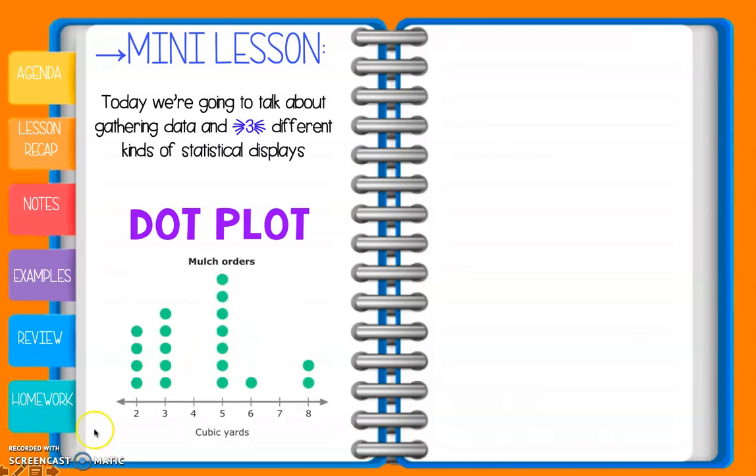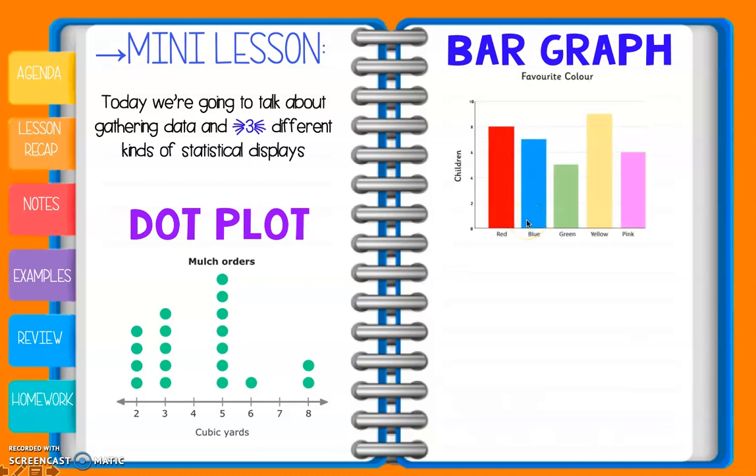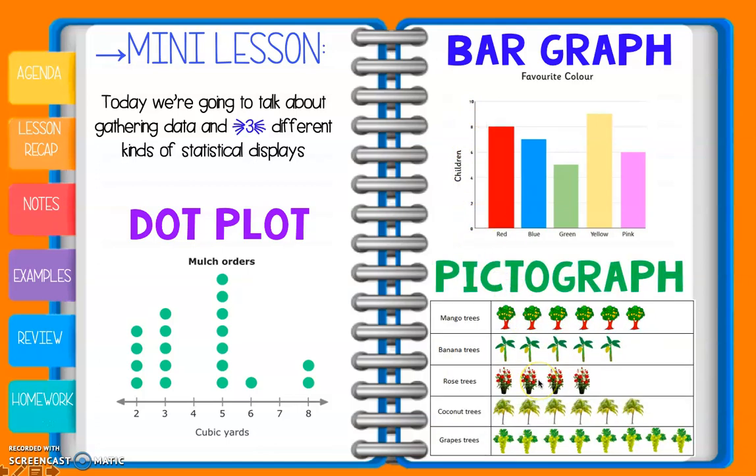this. They have a number line down here at the bottom, and then you have dots that represent frequency. We're also going to talk about bar graphs. And bar graphs have some sort of measurement down here at the bottom. It might be numbers, it might be categories, and then a bar that goes up to the frequency. And we're also going to talk about pictographs. Pictographs are a frequency chart. So it's again how many times something occurs, but it's denoted with pictures.